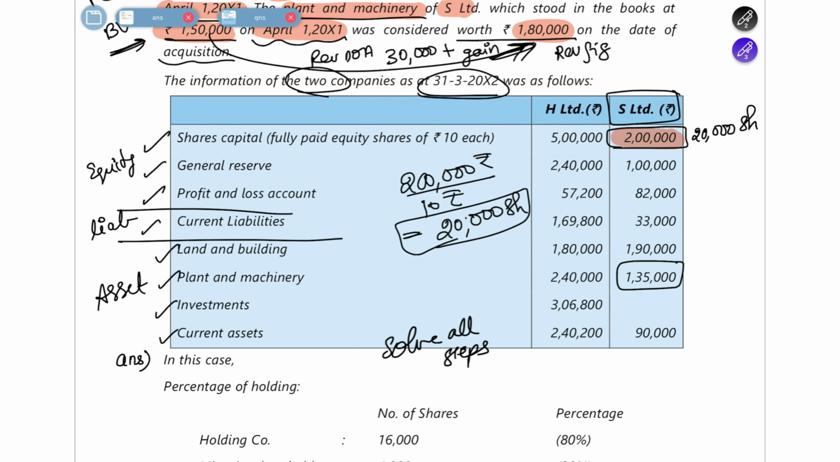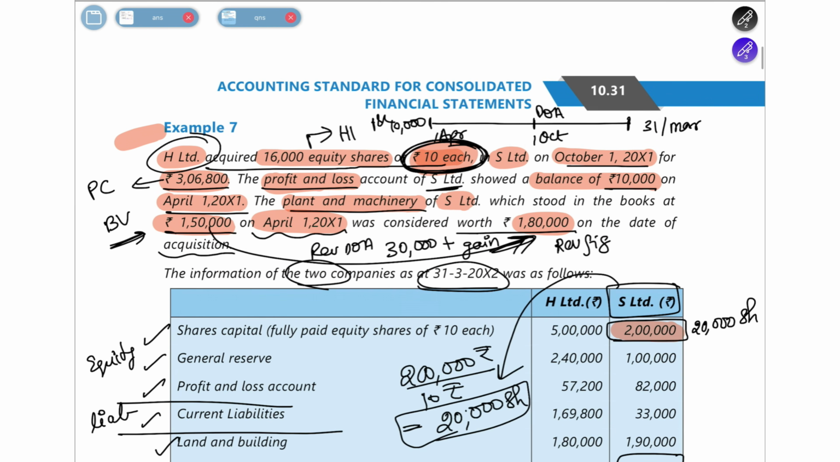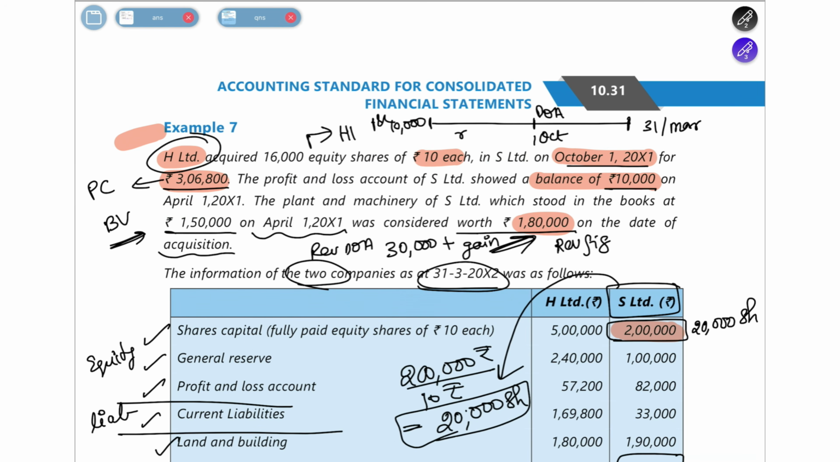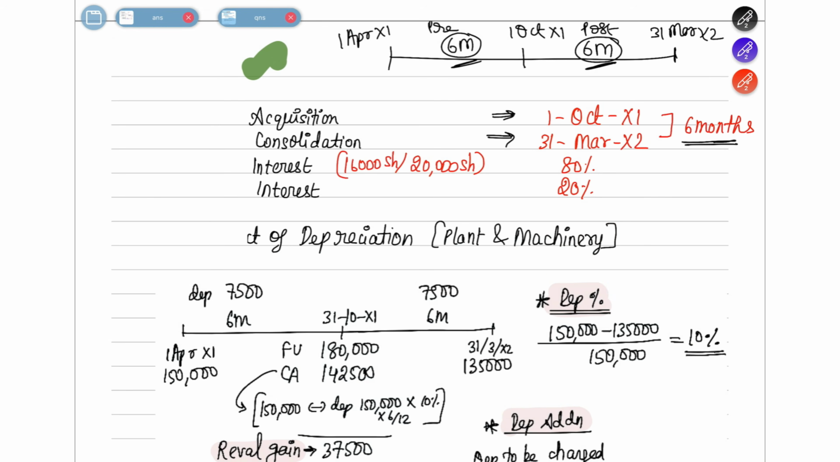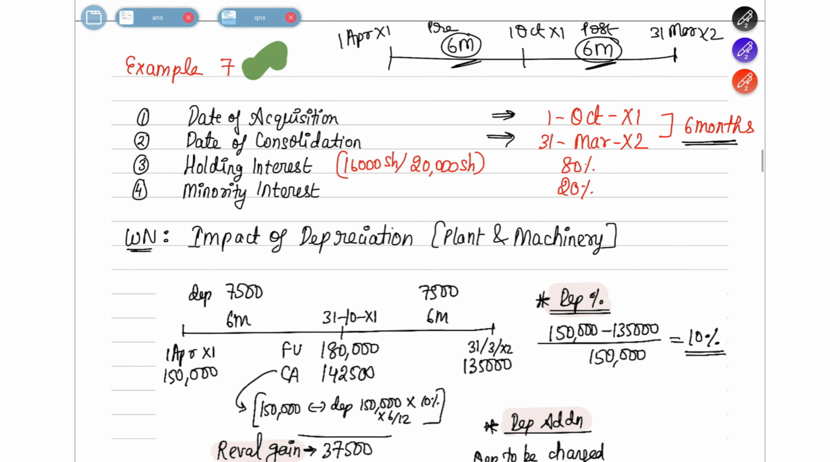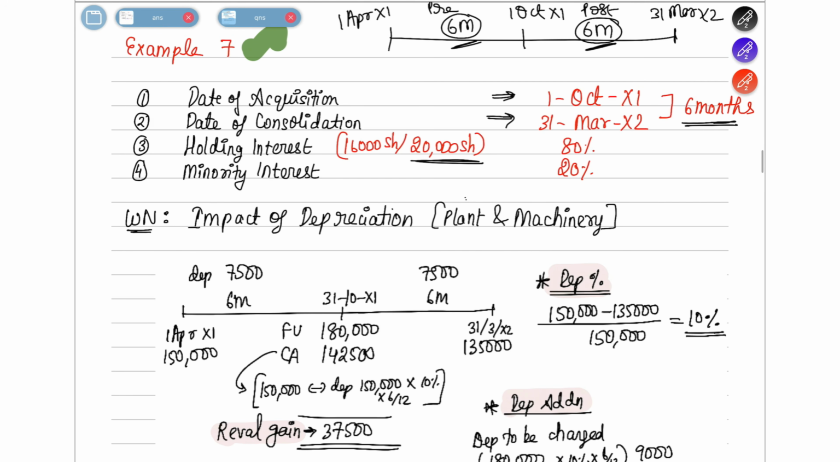And how much has H Limited acquired? If you see here, H Limited has acquired 16,000 shares. So there are totally 20,000 shares in S Limited, out of which H Limited had acquired 16,000 shares. So 16,000 divided by 20,000, 80% has H Limited acquired, or the holding interest is 80%.